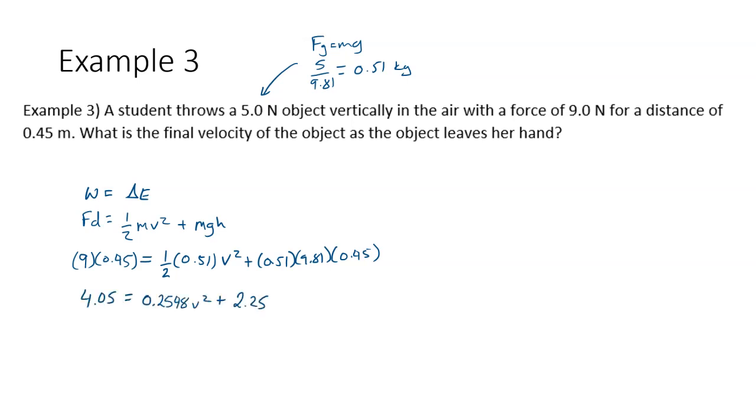So what we're doing here is, first of all, simplifying the numbers in each term, leaving you with 4.05 is equal to 0.2548 v squared plus 2.25. Subtracting 2.25 from both sides, essentially isolating just how much energy is going to the kinetic store, and dividing by the 0.2548, and square rooting gets you 2.66 meters per second as being the velocity here.